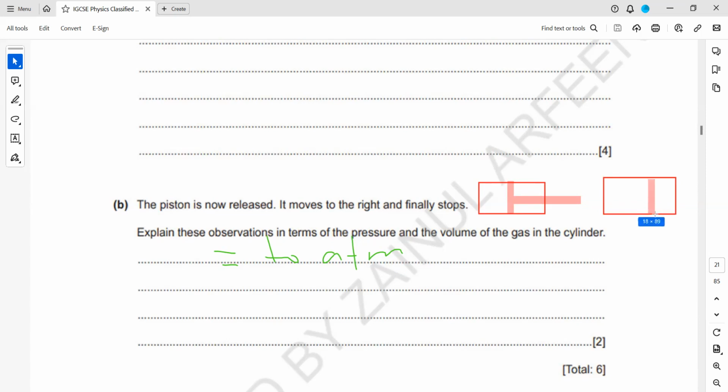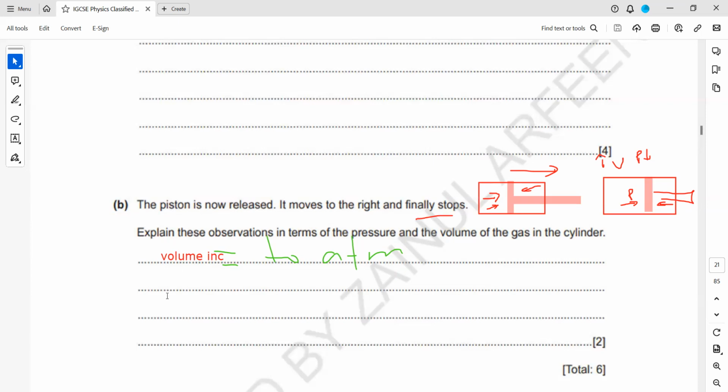So what will happen when it starts to expand? The volume will increase. Initially, why will the piston move out? Because the outside pressure is less and the inside pressure is more. The pressure from inside is greater than the pressure from outside. That's why it moves outward. Then as the gas expands, the volume increases, so the pressure will decrease. The outside pressure balances with the inside pressure. That's why it will finally stop.